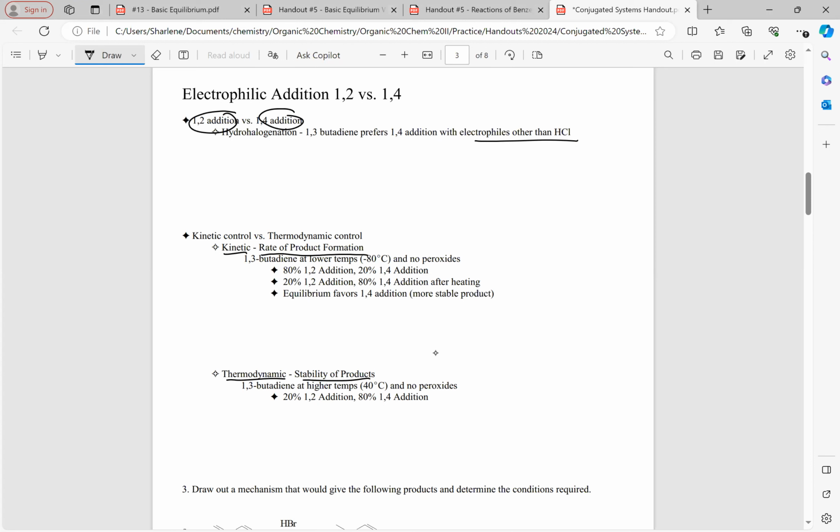And so here's that temperature issue I was talking about. So at -80 degrees, okay, no peroxides because I don't want anti-Markovnikov. I don't want to go through radicals. So make sure we're not in radicals. We're just doing hydrohalogenation under cold temperatures. If it's really cold, 80% 1,2 addition and only 20% 1,4 addition. If you'll notice, even at those temperatures, you're still getting some thermodynamic.